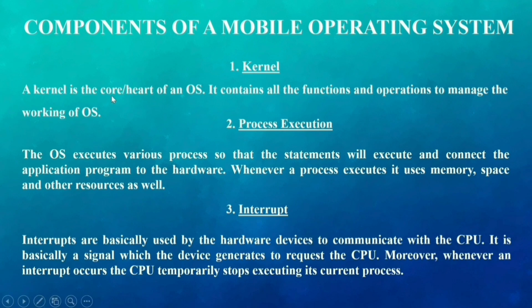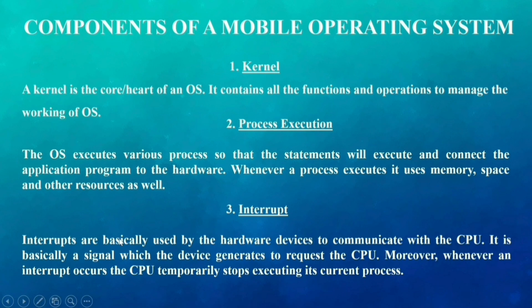First one is kernel. A kernel is the core or heart of an operating system. It contains all the functions and operations to manage the working of the operating system. Second is process execution. The OS executes various processes so that the statements will execute and connect the application program to the hardware. Whenever a process executes, it uses memory, space, and other resources as well.